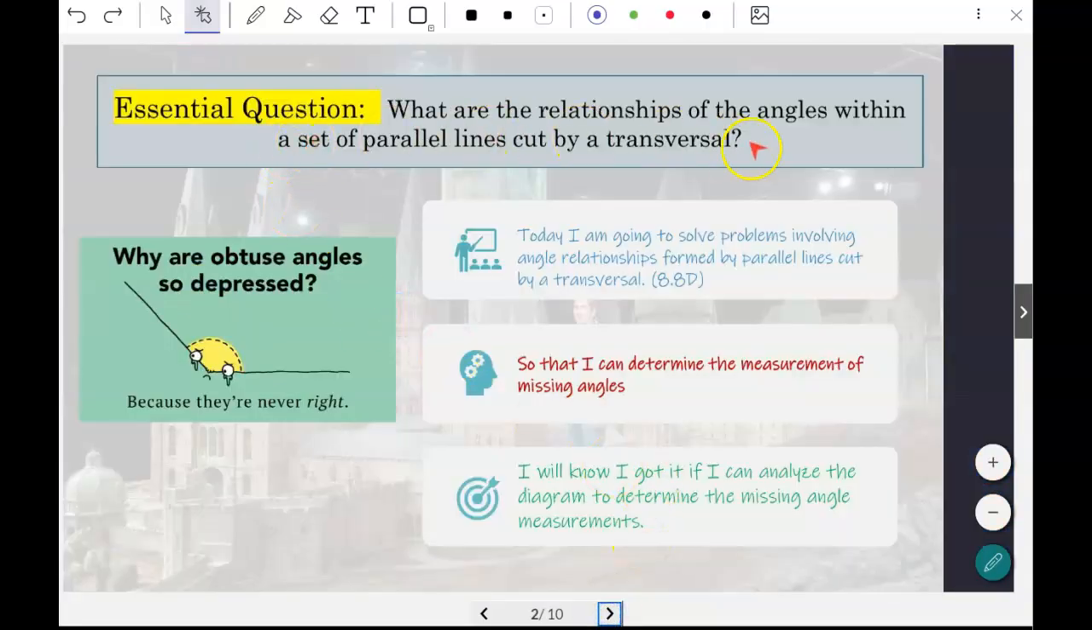So our essential question: what are the relationships of the angles within a set of parallel lines cut by a transversal? Today, I'm going to solve problems involving angle relationships formed by parallel lines cut by a transversal, so that I can determine the measurement of missing angles. I will know I got it if I can analyze the diagram to determine the missing angle measurements.